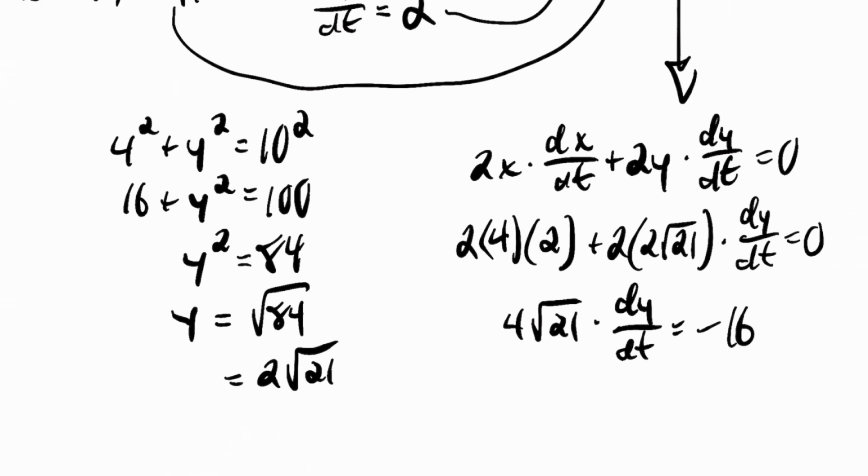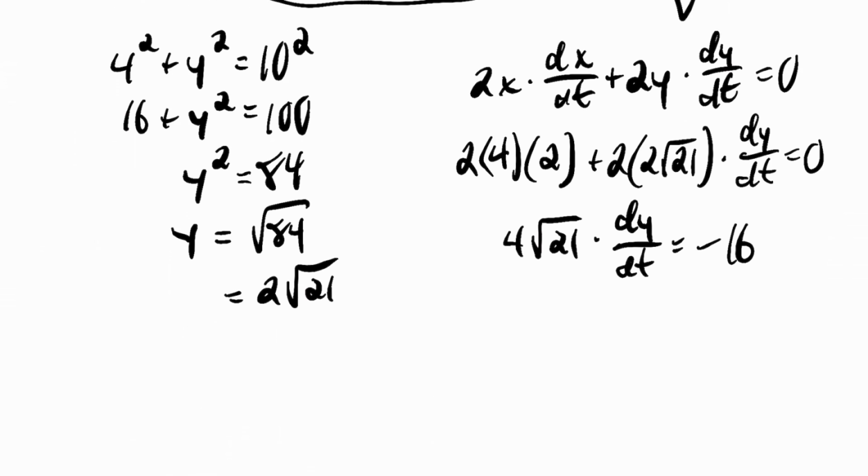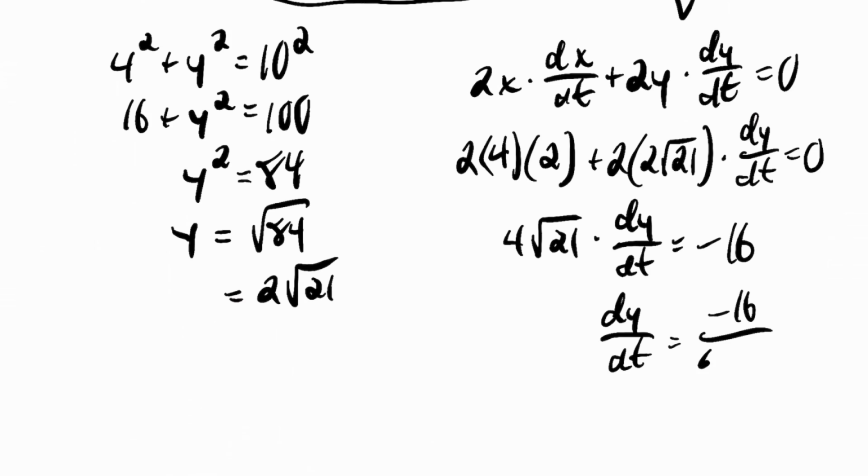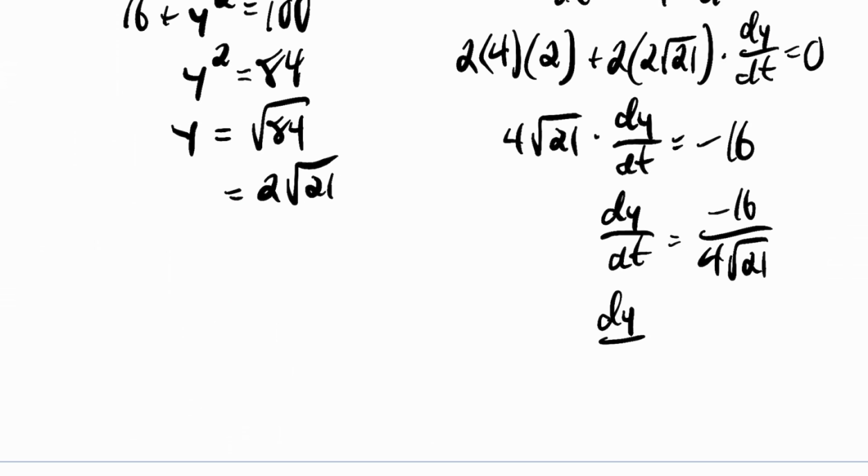You might notice a way to be perhaps a little more efficient here. So if you do, that's awesome. I'm not worried about being as efficient as possible. Try to make this as clear as possible. So next I'll divide by 4 times root 21. So this will become dy dt equals negative 16 over 4 times root 21. And of course, 16 and 4 reduce, so dy dt is negative 4 over root 21.